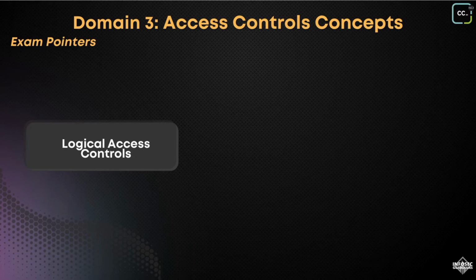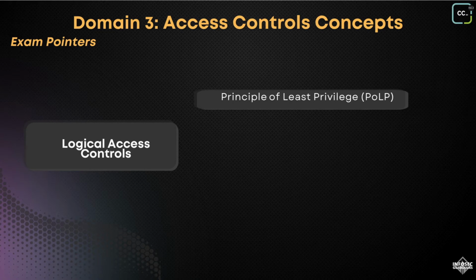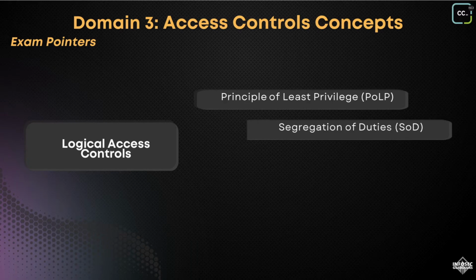Next, let's shift gears to logical access controls. This is all about controlling who can access your digital resources. Principle of least privilege, this principle is straightforward, only give users the minimum access they need to do their job. This way, you reduce the risk of misuse or a potential breach.